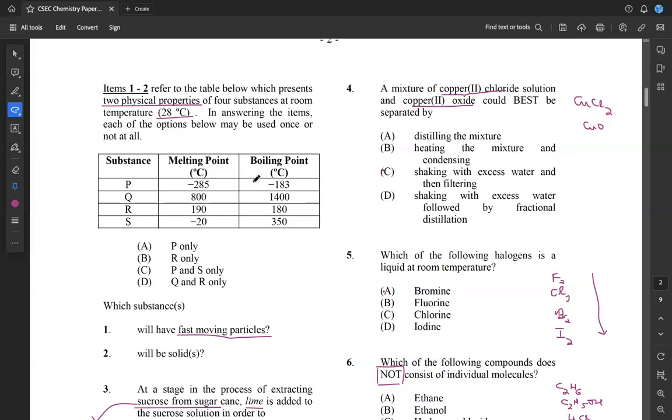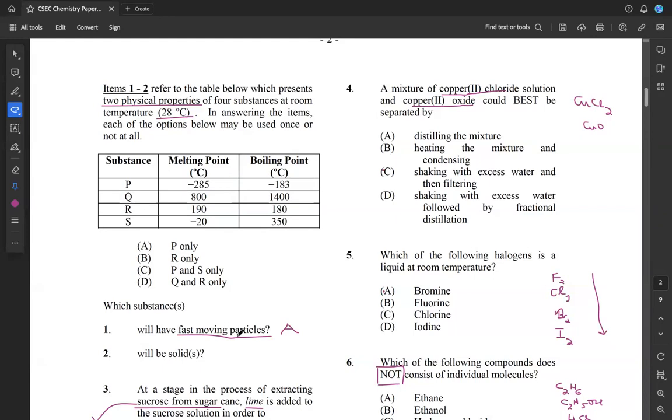When we compare P to all the other ones, its melting point and boiling point are tremendously lower than all the others. So our answer for 1 will be A. All we're doing is relating the structure and bonding information given from the melting point to the speed of the molecules.